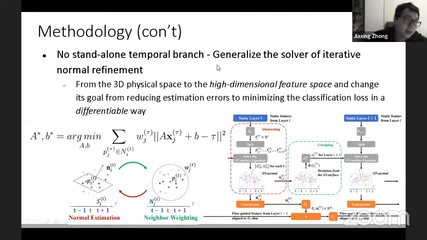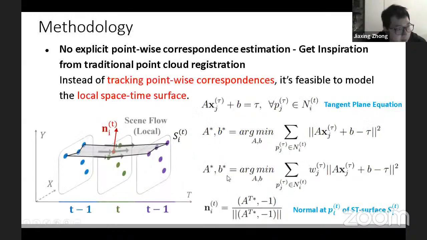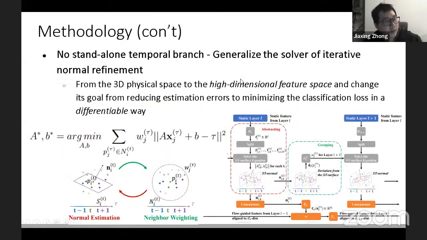We're doing this by generalizing the solver of this iterative normal refinement. Because in this slide, we only propose the target or the objective of this equation. But how we can get the optimal A and B, or the optimal N in the feature space, that is actually an optimization process.